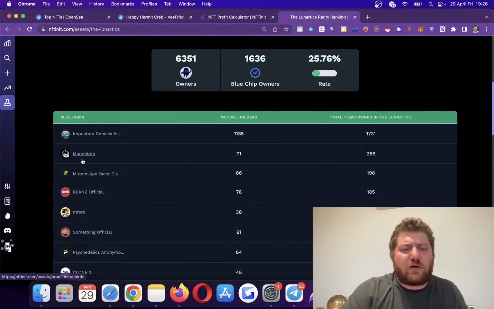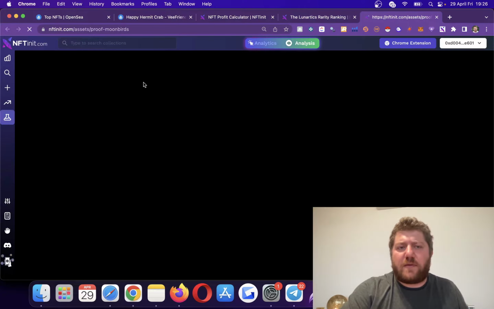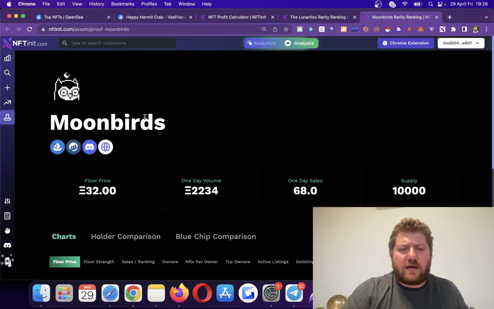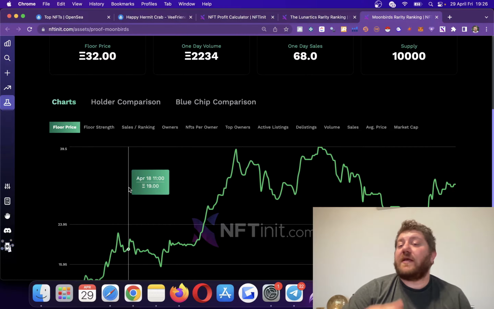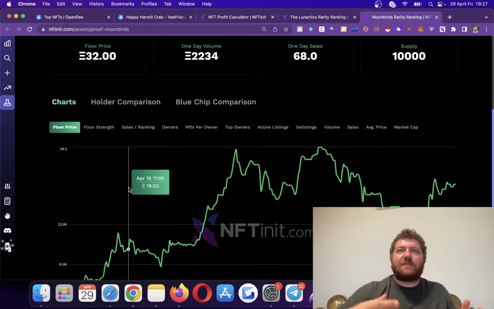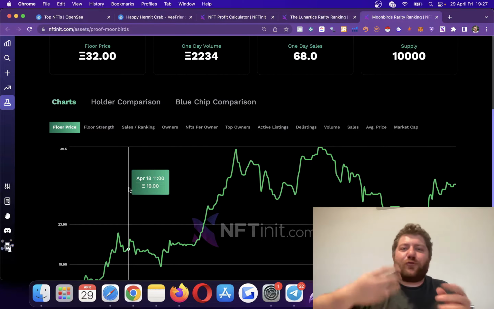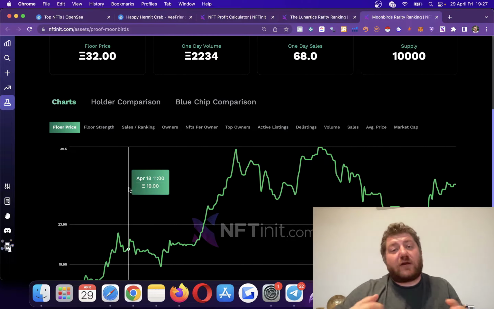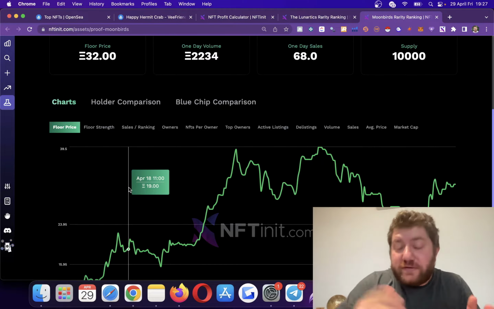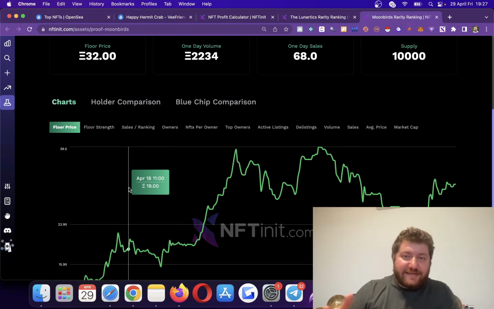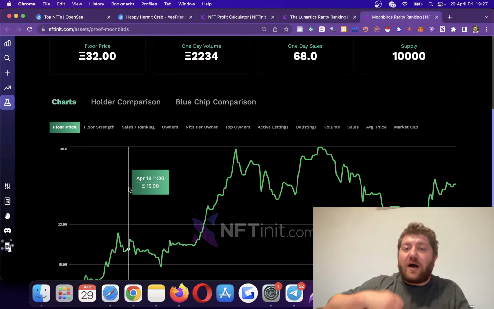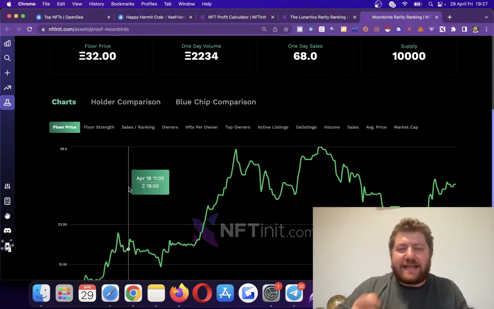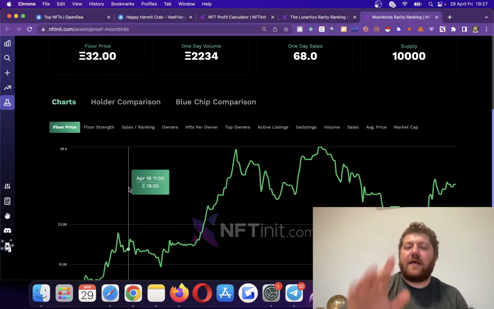Look, Moonbirds has a floor of probably 30 Ethereum, maybe even more. Let's check. 32. So these guys are more likely to be diamond hands, and diamond hands mean people who hold their NFTs for a long time. And the opposite terminology is paper hands. Paper hands are a nickname given to people who are panic selling a lot, who just buy something and sell it the next hour or the next day.